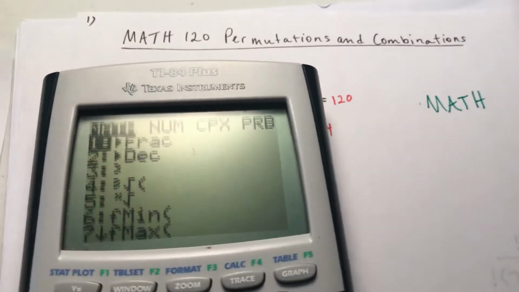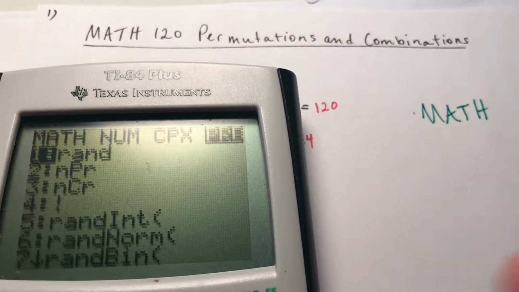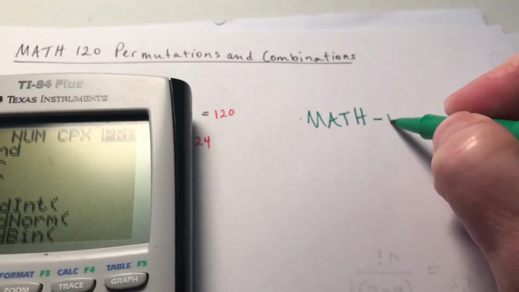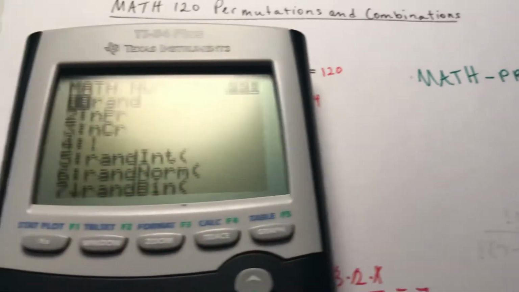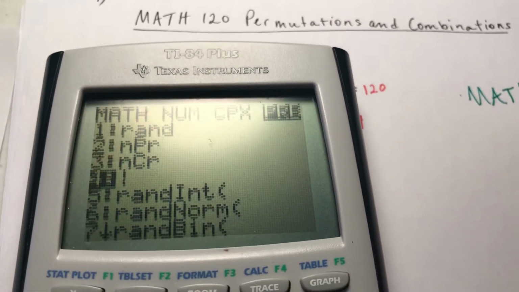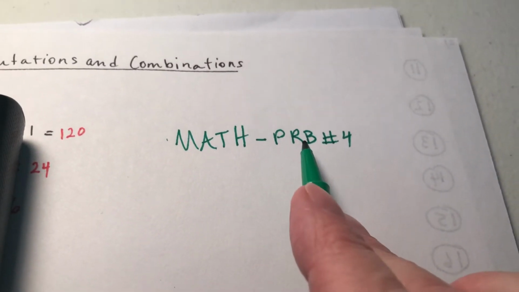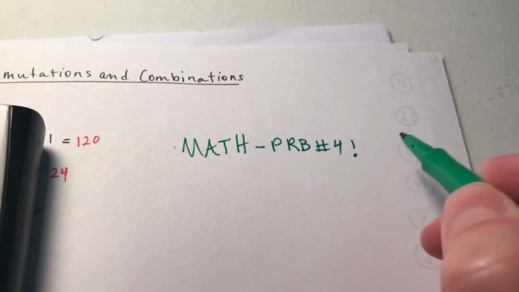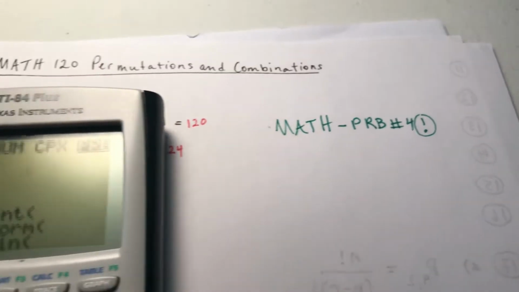And from this menu over here, we're getting ready to do probability, so we're going to go over to PROB. P is just PRB, probability. And you'll see down here is the factorial, number 4. So I wrote that here. So you get a math probability, number 4 is your factorial. So that is where your factorial is. Now, you have to do this in order.